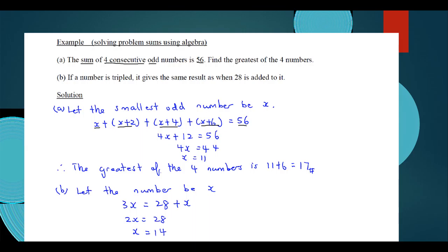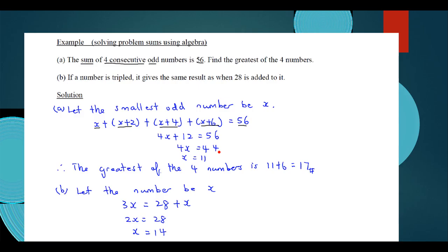So I simplify the left hand side of the equation. So x plus x plus x plus x will give me 4x. Plus 2 plus 4 will give me plus 6. Plus 6 plus 6 will give me plus 12, is equal to 56. So now I seek to solve for x. What can I do to the plus 12? I minus 12 on both sides. So I have plus 12 minus 12. That will give me 0, leaving me with 4x on the left hand side. 56 minus 12, that will give me 44.